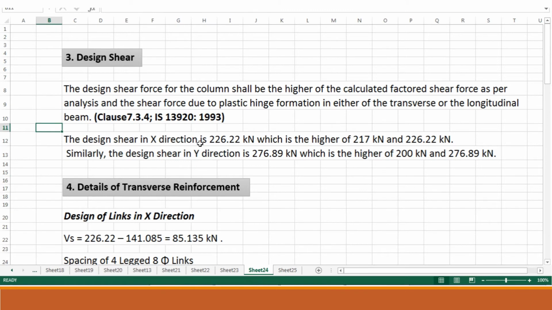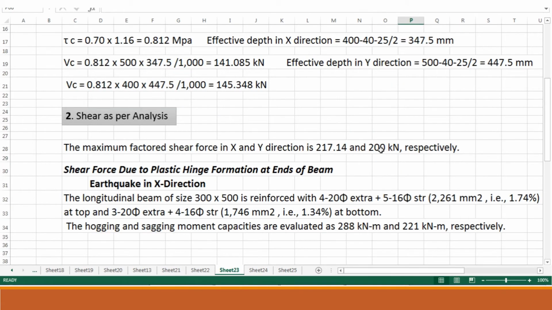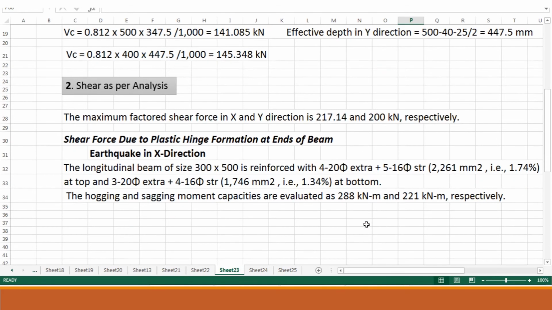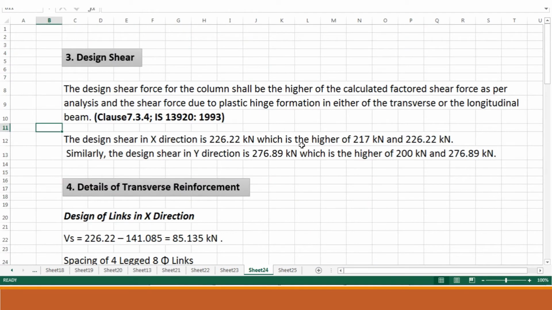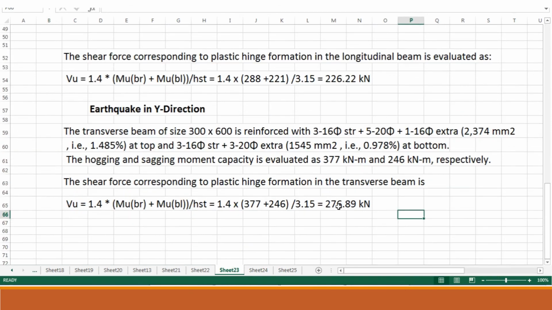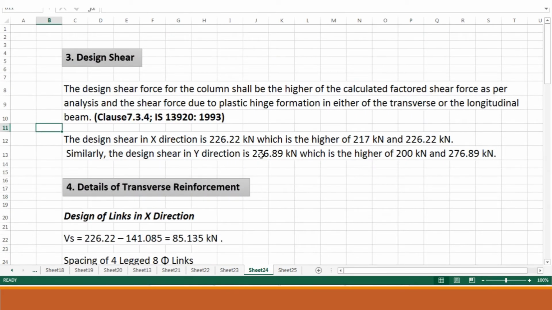The design shear in the X direction is 226.22 kilonewton. This is the higher of the values 217 and 226.22. Along the X direction we had 217 from analysis, and due to the plastic hinge formation the value was 226.22, so the higher value is 226.22. Similarly, in the Y direction the values are 200 and 276.89. 276.89 was due to plastic hinge formation, and due to analysis along the Y direction the factored shear force was 200. So the higher value is 276.89.